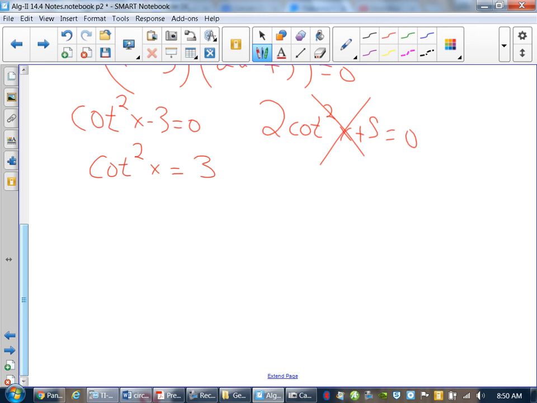You can do it. So now what do we do? Square root. When you take a square root over an equal sign, what do you have to do?